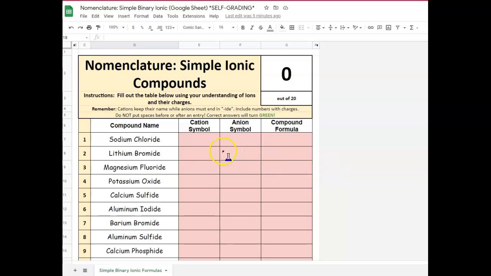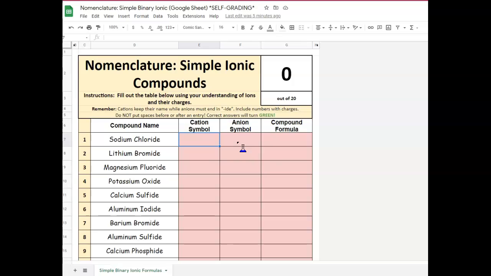First, remember when we are naming or writing chemical formulas, we will get the cation symbol and then the anion symbol. For our purposes here, you do not have to worry about subscripts because it will not make subscripts unless you actually change the size of your numbers.